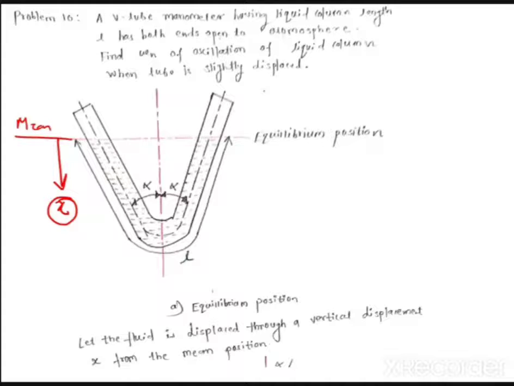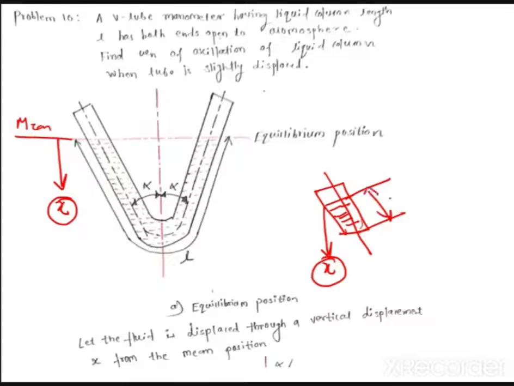Okay, so I'm saying that let the fluid be displaced through a vertical displacement x from the mean position. Now, guys, you have to understand that the orientation is angular. If the fluid is like this in an angular position, and you are giving x as a vertical displacement, the actual displacement will be this much. Okay, you are giving a vertical displacement x, but this V tube is inclined. So what will be the actual displacement? Let us say that this distance, the actual displacement, is y.